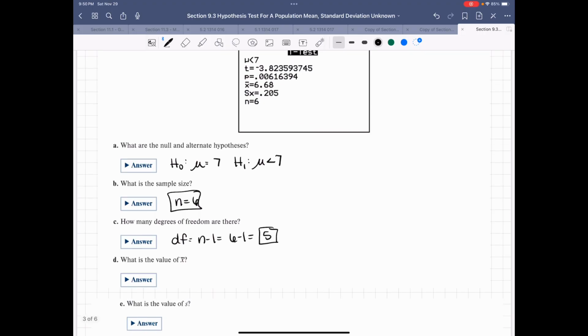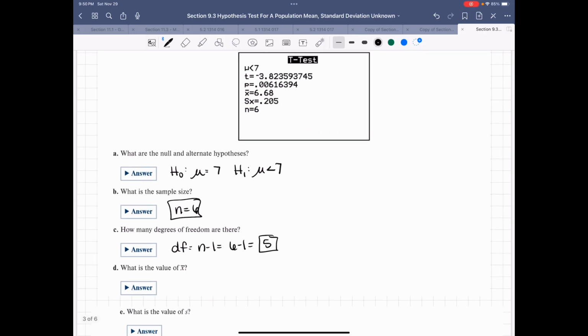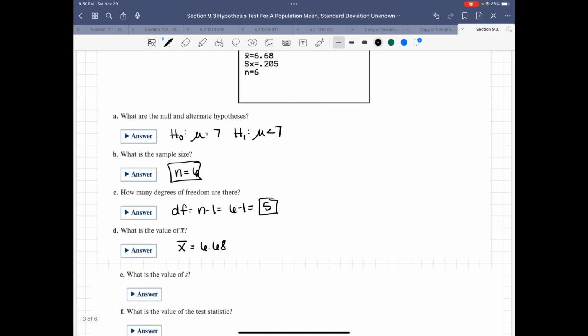Okay, what is the value of x bar? We can read that there. X bar is going to equal 6.68. What is the value of S? Remember, that is the standard deviation of my sample. In this case, on the TI-84, it's listed as Sx, which is 0.205.